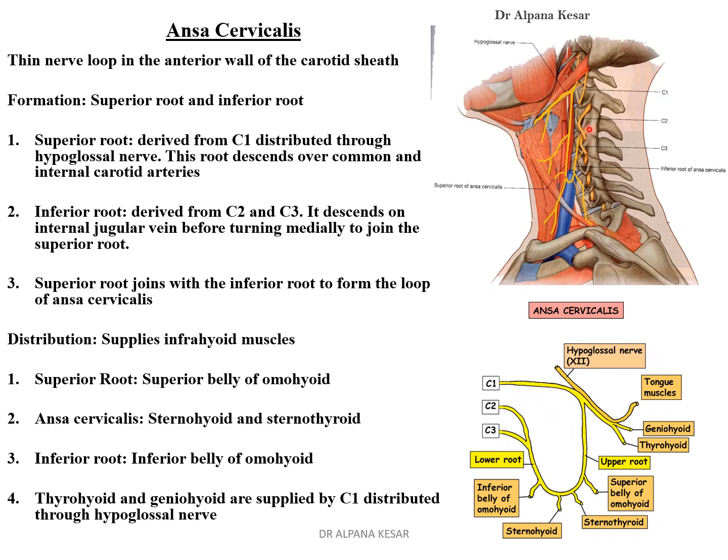So via Ansa cervicalis, the muscles that are supplied are the superior and the inferior belly of omohyoid, sternohyoid, and sternothyroid, while thyrohyoid is directly supplied by the first cervical spinal nerve whose fibers are distributed through hypoglossal nerve.